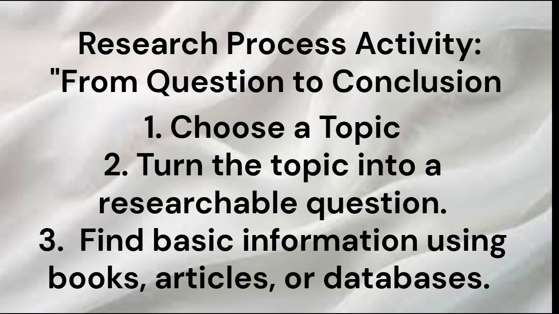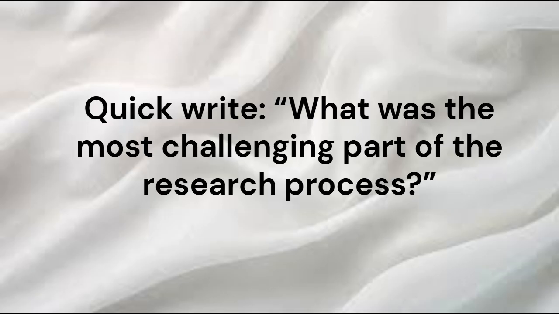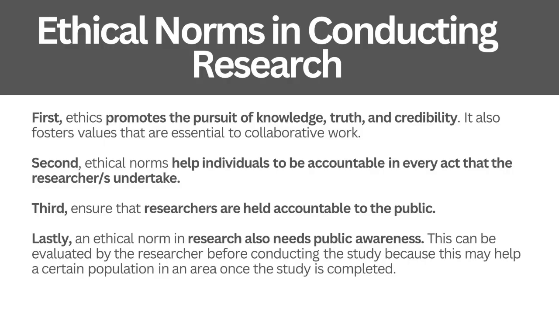Research process activity. From question to conclusion. 1. Choose a topic. 2. Turn the topic into a researchable question. 3. Find basic information using books, articles, or databases. Quick write. What was the most challenging part of the research process? This is the last part of lesson for today.